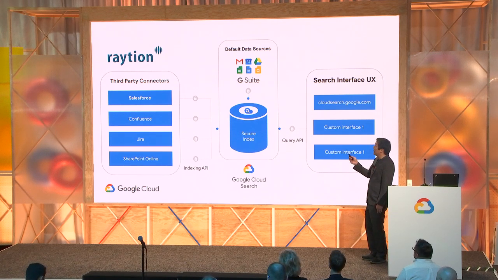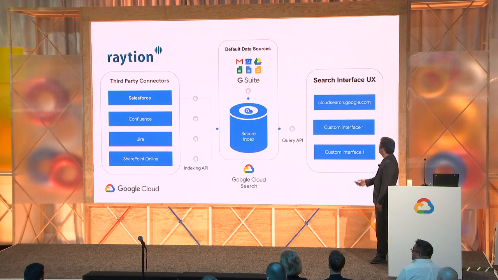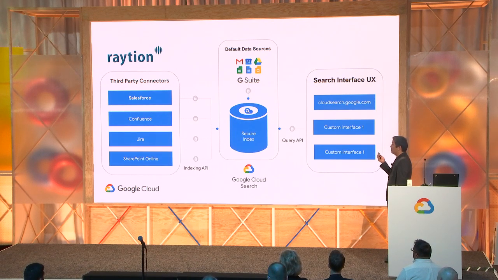Now what you're seeing in the middle is the default data sources that come with the default G Suite Cloud Search interface. And then on this side, the search interfaces that we can build from that, including the default one at cloudsearch.google.com and other ones that we may add on to the mix.